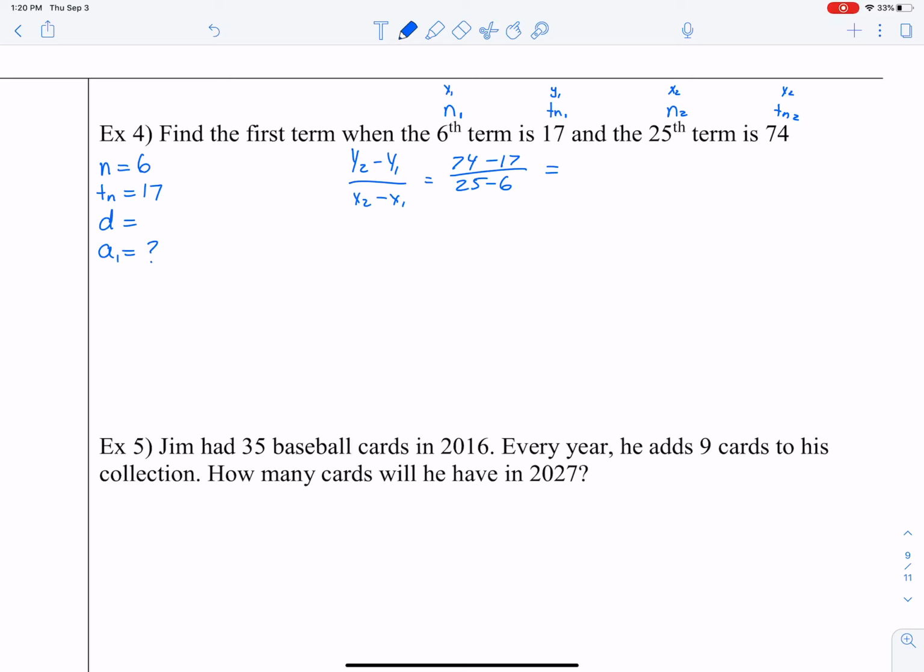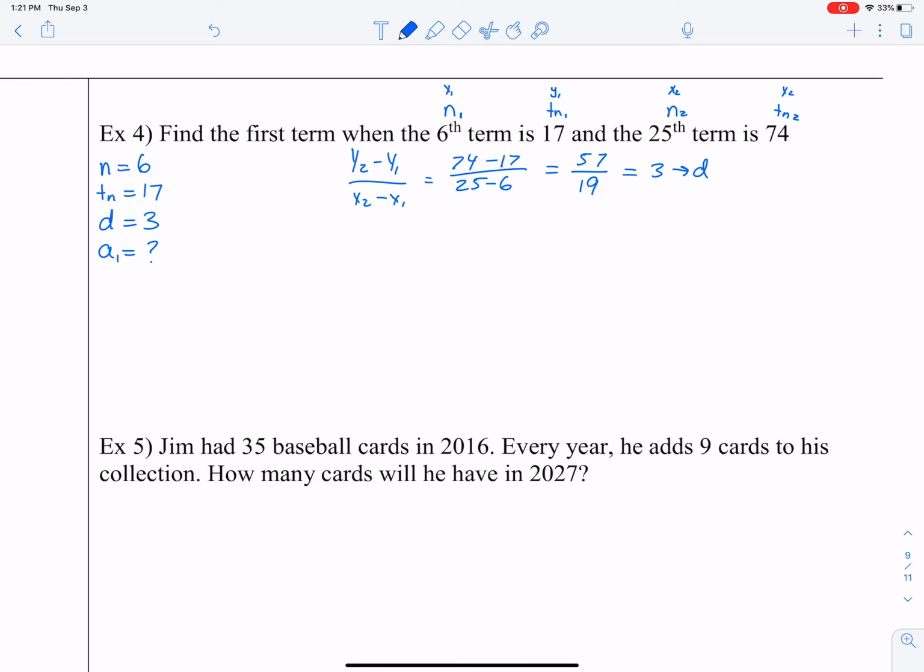So 74 minus 17 gives us 57. So the number changed 57 places. And 25 minus 6 is 19. So it changed 57 places in 19 digits. So when we do that calculation, we get 3. And this is our d value. So it's counting up by 3. So we can put a 3 here.